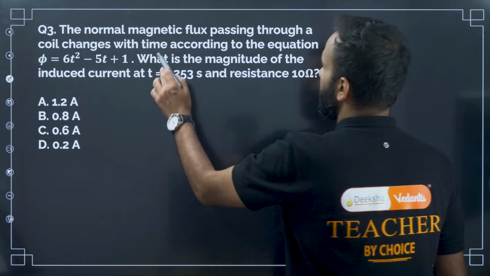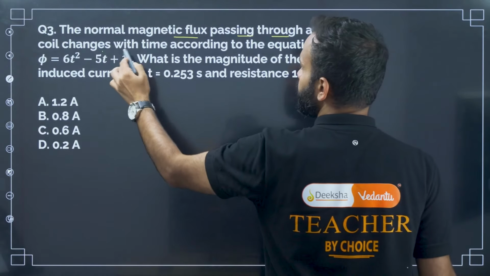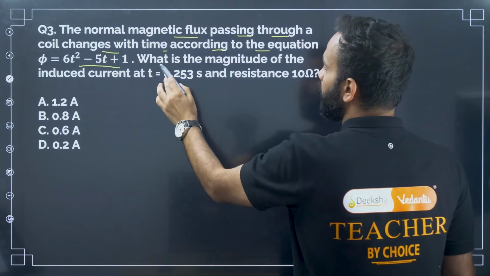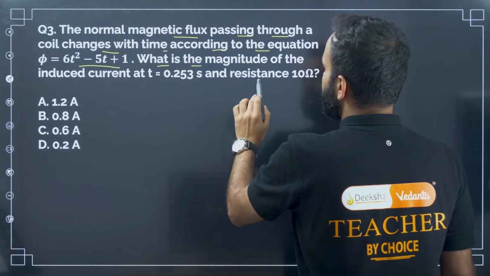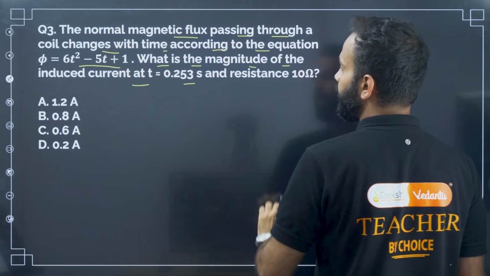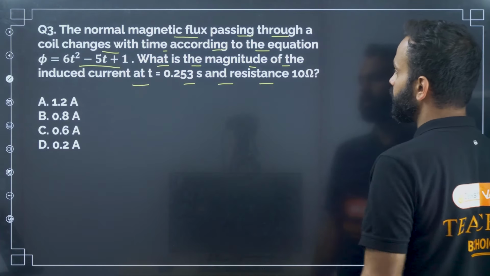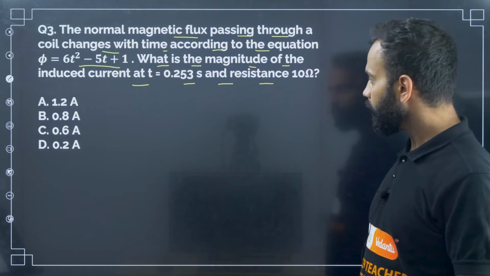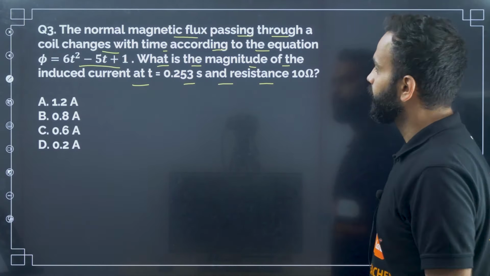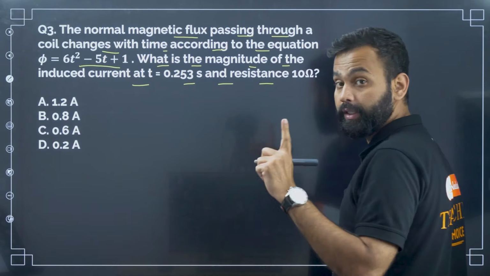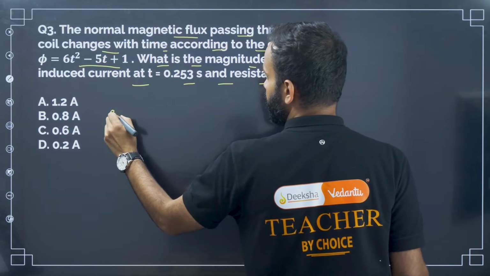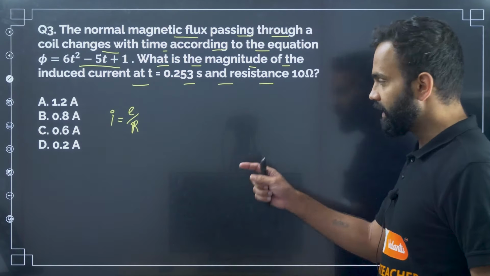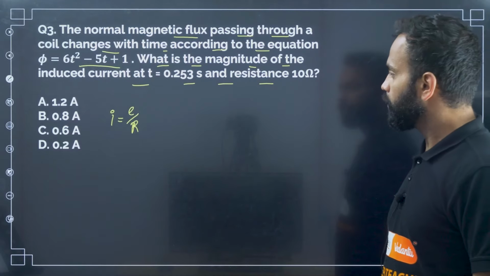Question number 3. The normal magnetic flux passing through a coil changes with the time according to the equation phi equal to 6t square minus 5t plus 1. What is the magnitude of the induced EMF at t equal to 0.25 second and resistance 10 ohm? We need to find the magnitude of the induced current, not induced EMF. So induced current I equal to E divided by R. What is E? Induced EMF. R is the resistance of the coil.